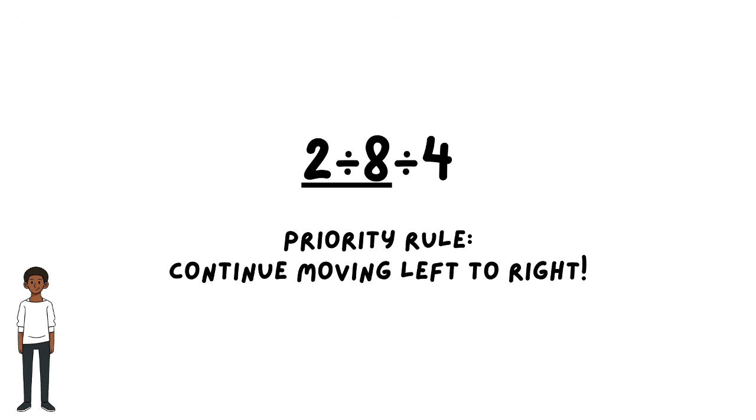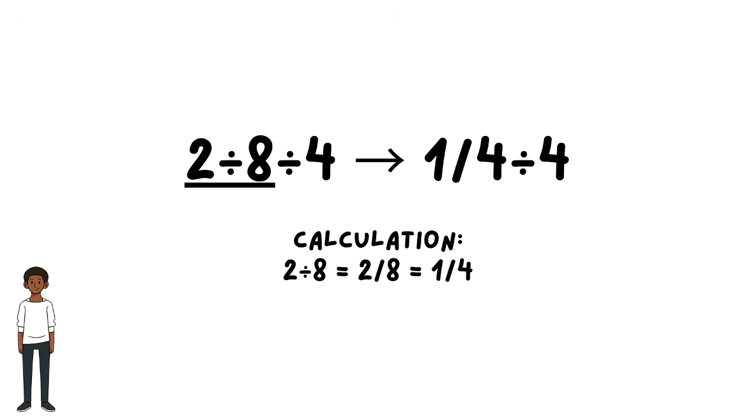The next operation in line is 2 divided by 8. Step 2. Divide 2 by 8. 2 divided by 8 is equivalent to the fraction 2 over 8, which reduces to 1 over 4, or 0.25. Substituting 1 over 4 into our expression leaves us with 1 over 4 divided by 4.